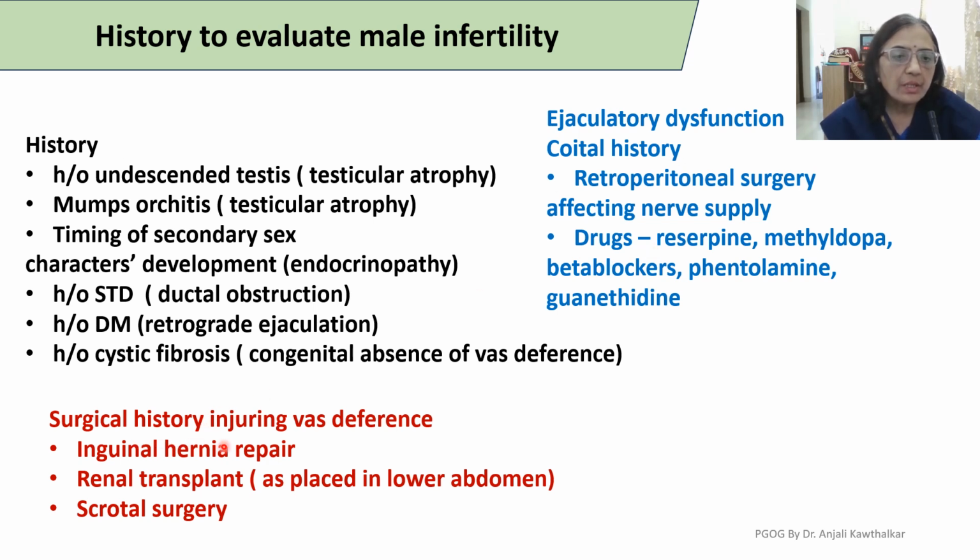In surgical history, especially with the possibility of injuring the vas deferens, whether there is a history of inguinal hernia repair, renal transplant, because the transplanted kidney is usually placed in the lower abdomen, and whether there is any history of scrotal surgery. So that is how the thorough history part forms. It is a part of initial evaluation of male infertility.